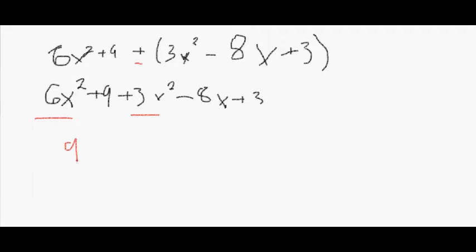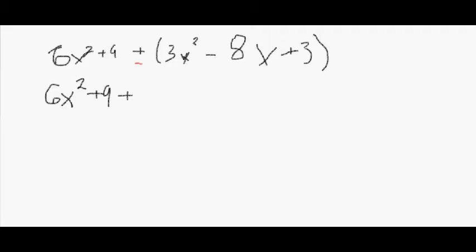Now all we have to do is add like terms. This is a like term, this is a like term. So 6x squared plus 3x squared is 9x squared. We have a regular number and another regular number here. So 9 plus 3 is plus 12. And then we have only 1 minus 8x, so we'll just put 1 minus 8x here.